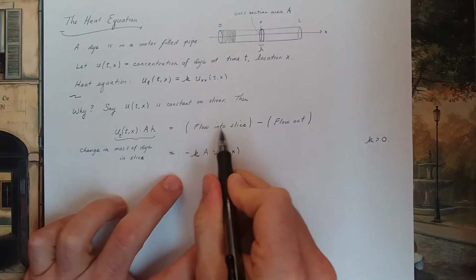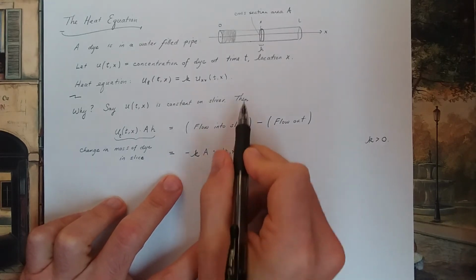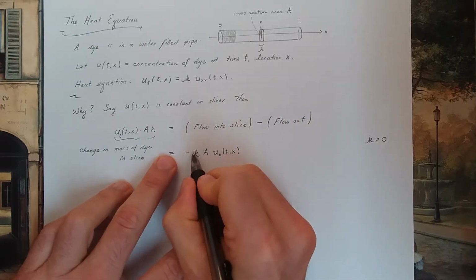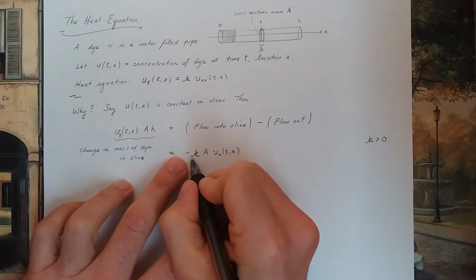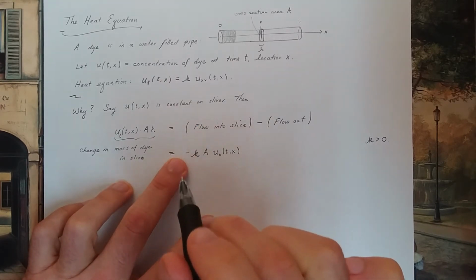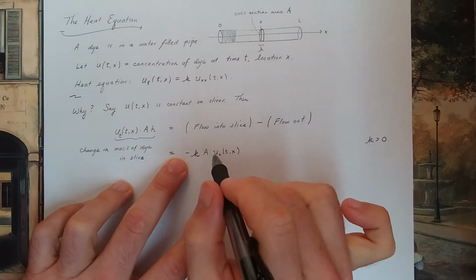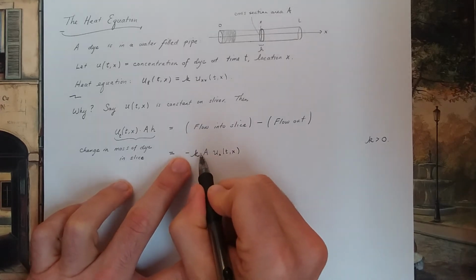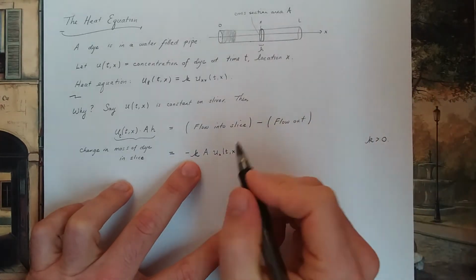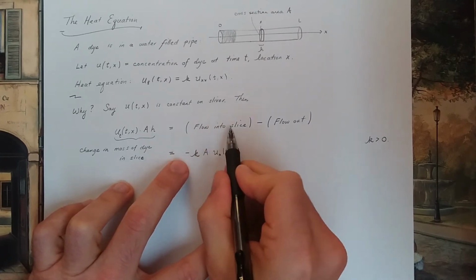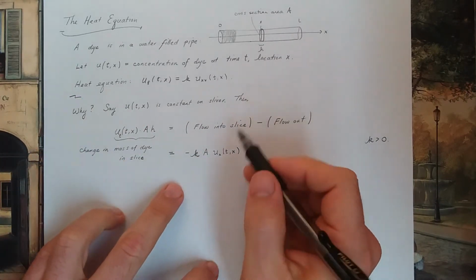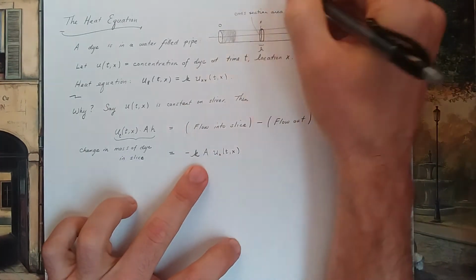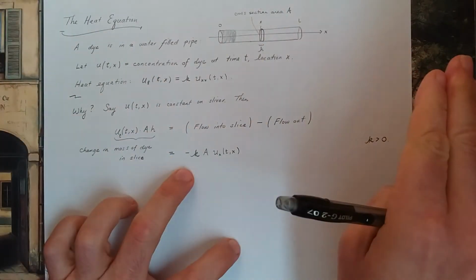Now let me explain why I'm writing that down for the flow into the slice. So I have a negative sign because what I'm saying is that the dye flows from a region of high concentration to low concentration. So that's why I have a negative. I have the K, that's the properties of the dye or the material. A, I'm saying that the amount of dye that flows into the slice is proportional to area. So the more area there is, the more will flow into the slice.